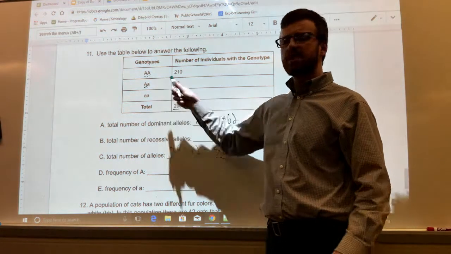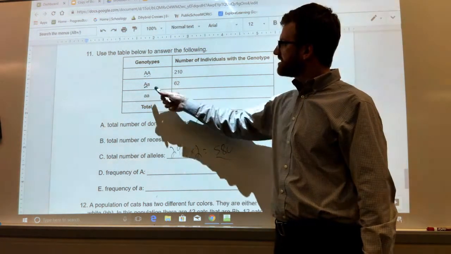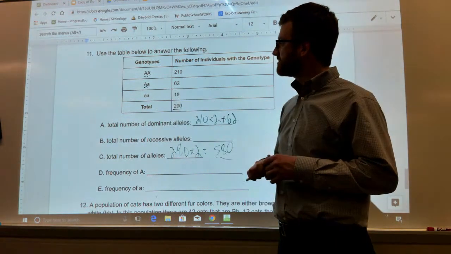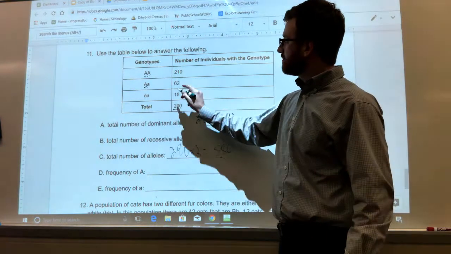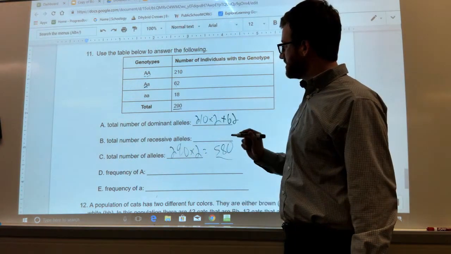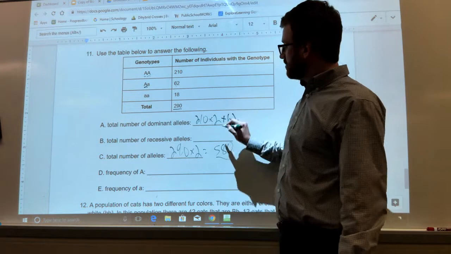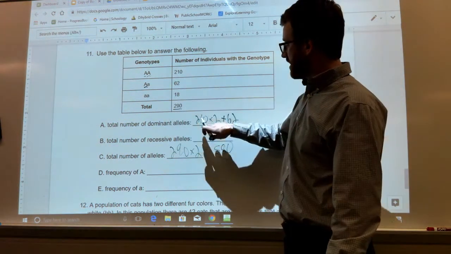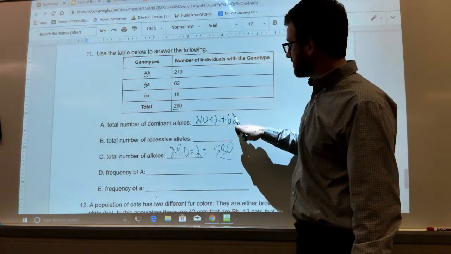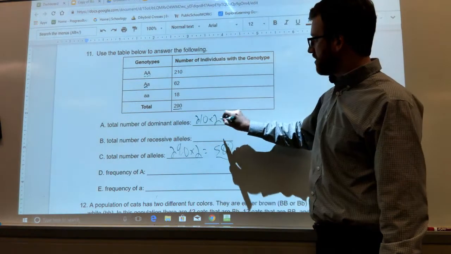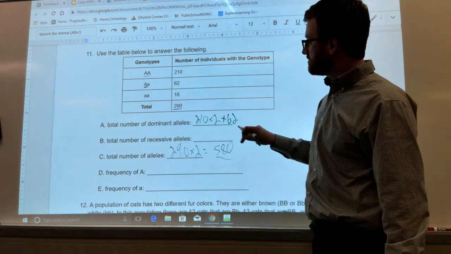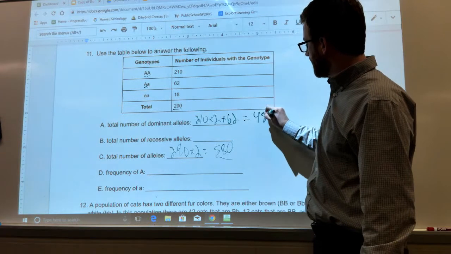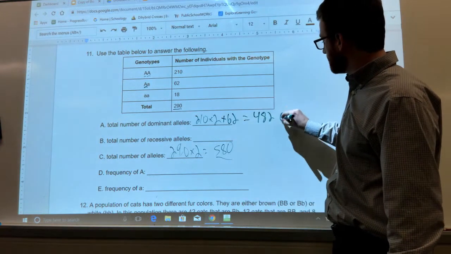A lot of students want to take this number, and since there's only 1, they think they want to divide by 2, or split this in half to get 31. You don't do that. You're just going to leave it alone, and you're going to add 62. So the only options are you multiply by 2, or you just add the original number. For 210 you multiply by 2, but for 62 you just add it. In order of operations, 210 times 2 is 420 plus 62 is going to be 482. So that's how many dominant alleles.